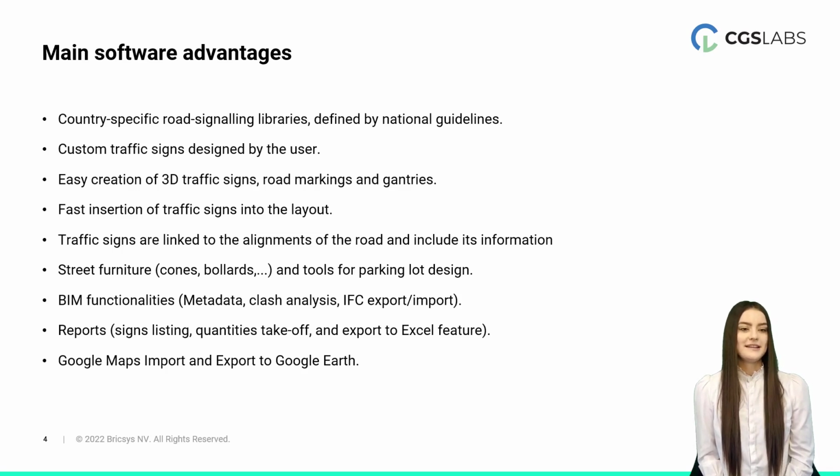The biggest competitive advantage over other similar programs is definitely the creation of a 3D model. It only takes one extra click to create a 3D model of traffic signs, road markings, and gantries based on a 2D design. Besides, AutoSign also has tools for attaching attributes and IFC export and import, which allows you to collaborate with other experts on demanding BIM projects.